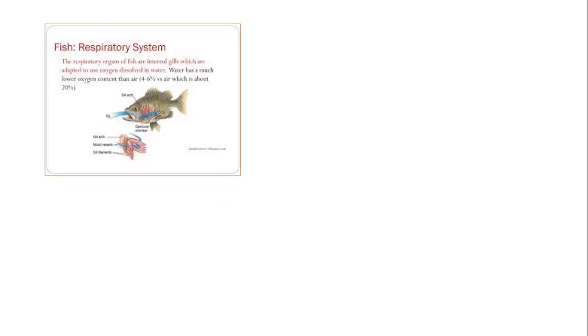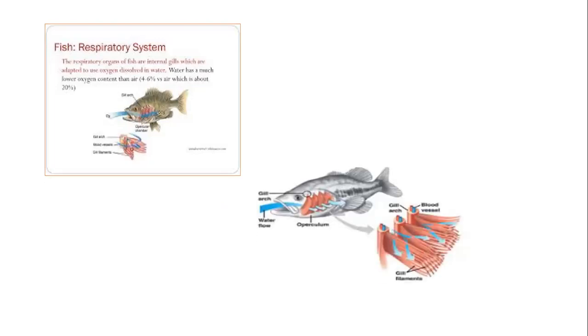Respiratory system of fish. This is the process. Water enters from the mouth of fish and exits after passing through the lamellas of gills, where blood of fish takes oxygen and eliminates carbon dioxide.